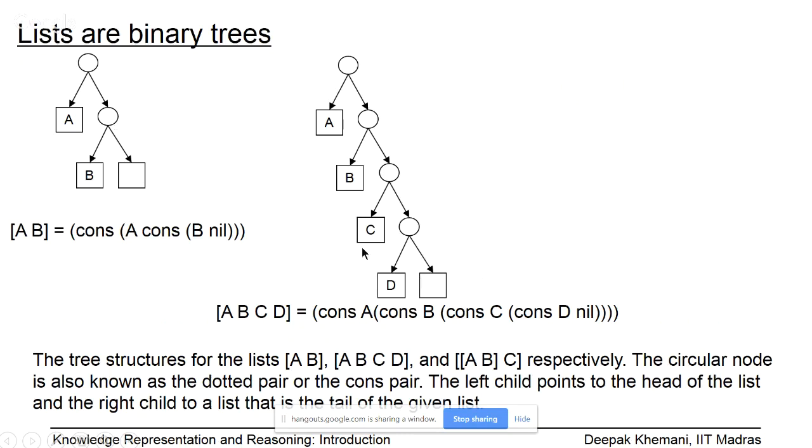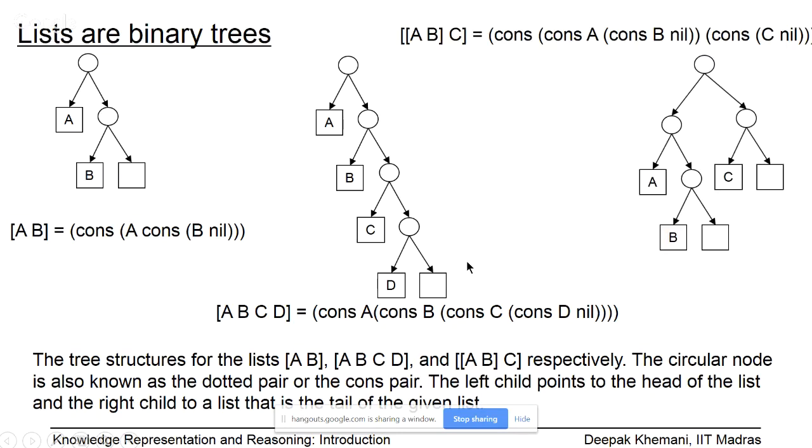If you had a larger list like A, B, C, D, then you would have it as cons of A with cons of B with cons of C with cons of D. As you can see, this is basically a binary tree of this kind. You can construct tree structures for more complex lists, nested lists, and so on. It's possible that the left hand side is itself a list, for example where you have a list like AB as the first element and C as the second element. But essentially, it's a binary tree.